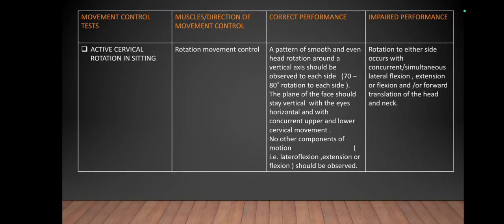Movement control test. Active cervical rotation in sitting. Muscles or direction of movement control: rotation movement control. Correct performance. A pattern of smooth and even head rotation around a vertical axis should be observed to each side, 70 to 80 degrees rotation to each side. The plane of the face should stay vertical with eyes horizontal and with concurrent upper and lower cervical movement. No other components of motion, that is, lateroflexion, extension, or flexion, should be observed.